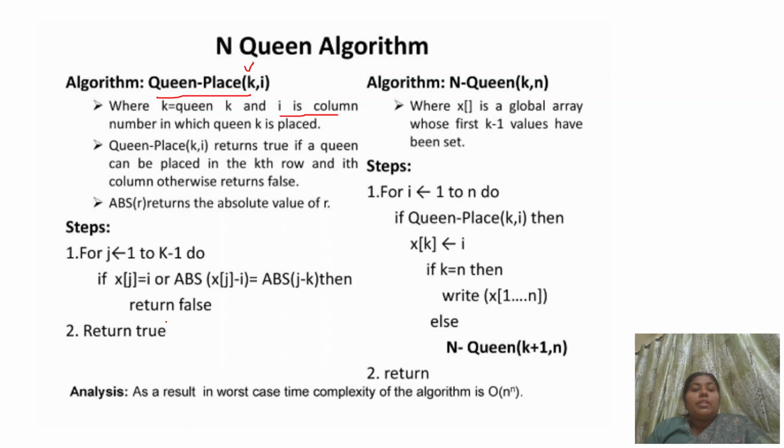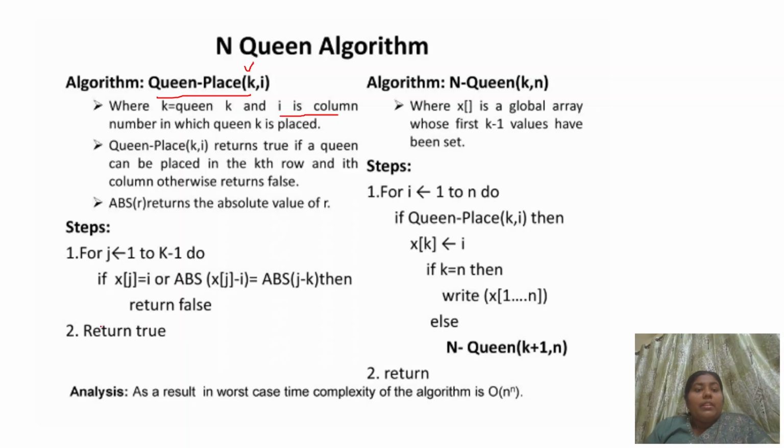So attack means there should not be any attack. Those are some constraints we are having. One is the row constraint, column constraint, and another one is the diagonal constraint. Three constraints we are able to check here. One is the row, one is the column, another one is the diagonal constraint.